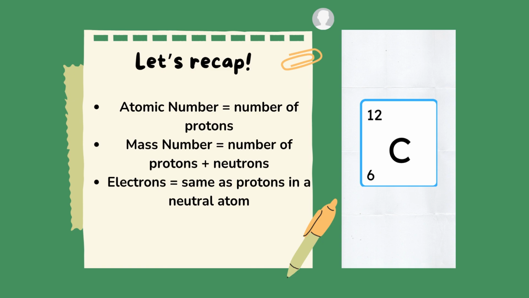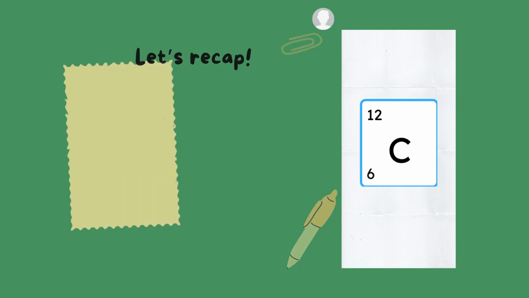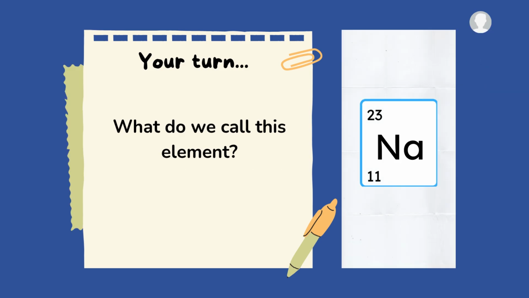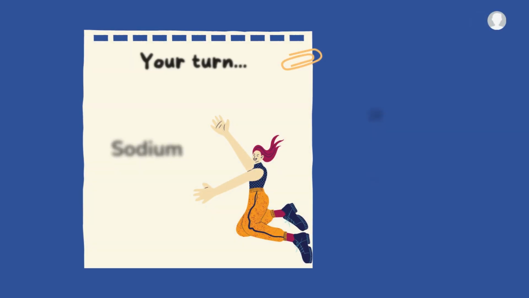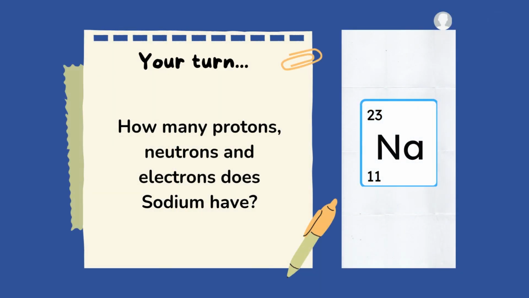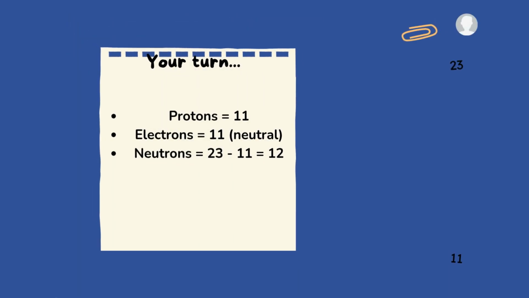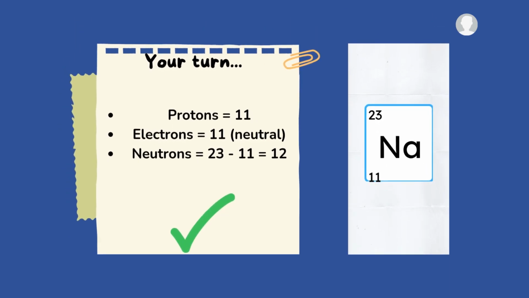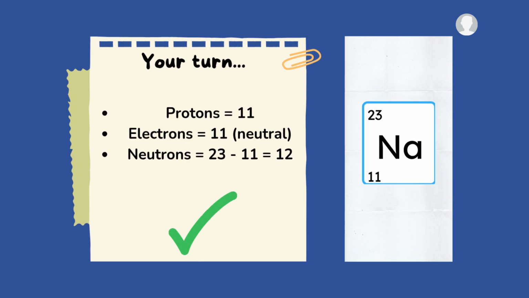There we have the symbol C. Can you remember what that element's name is? Carbon! Now it's your turn. What do we call this element? It is called sodium. How many protons and neutrons and electrons does sodium have? Ponder, ponder. Here is your answer. Protons 11, electrons 11, neutrons, it is 12. I hoped you got it correct.